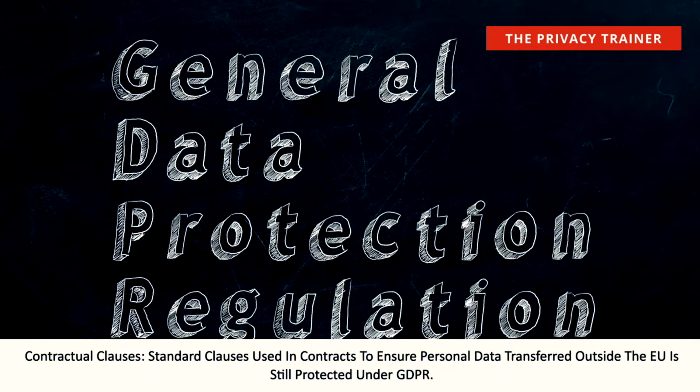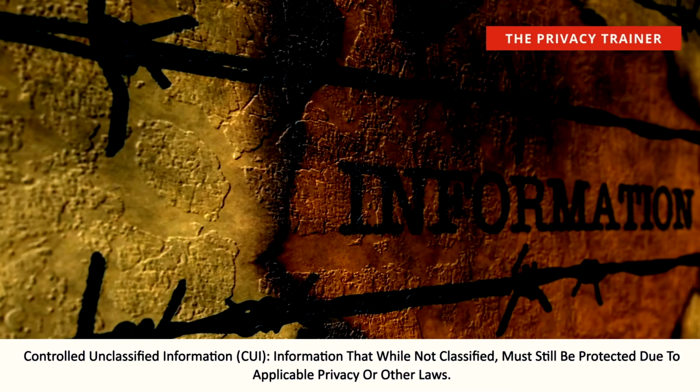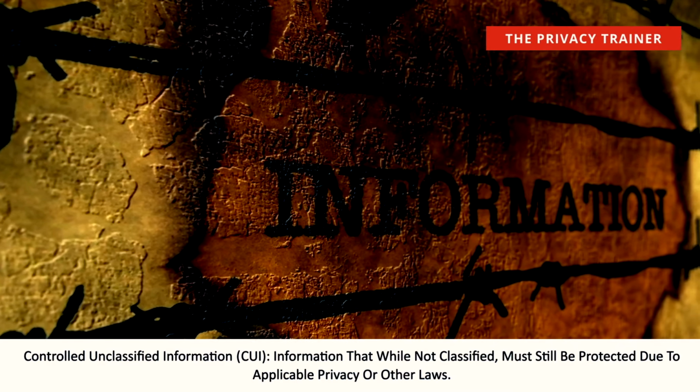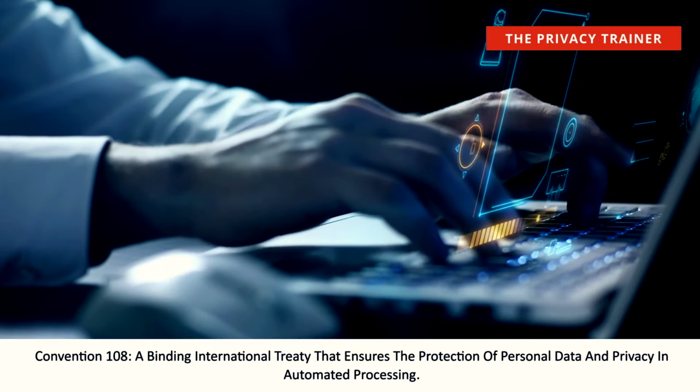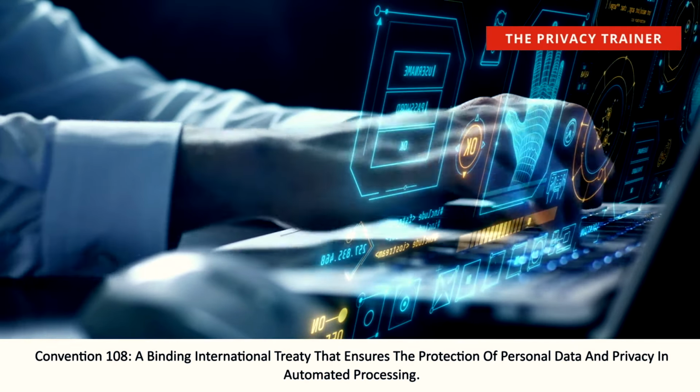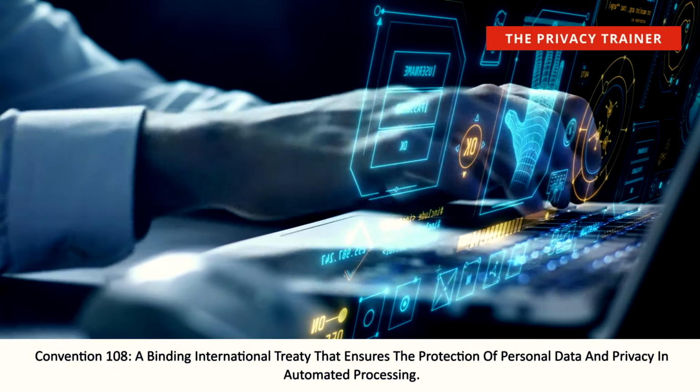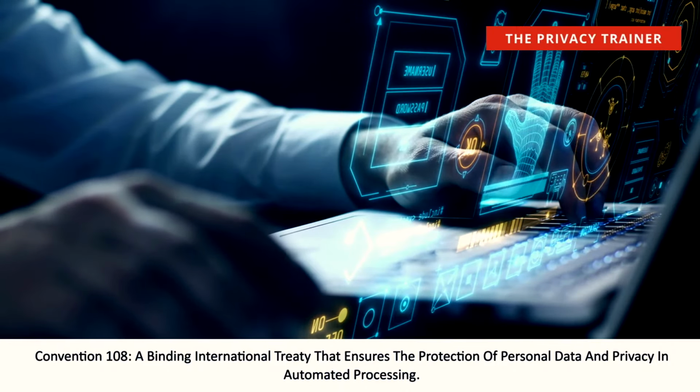Contractual clauses, standard clauses used in contracts to ensure personal data transferred outside the EU is still protected under GDPR. Controlled unclassified information, CUI, information that while not classified, must still be protected due to applicable privacy or other laws. Convention 108, a binding international treaty that ensures the protection of personal data and privacy in automated processing.